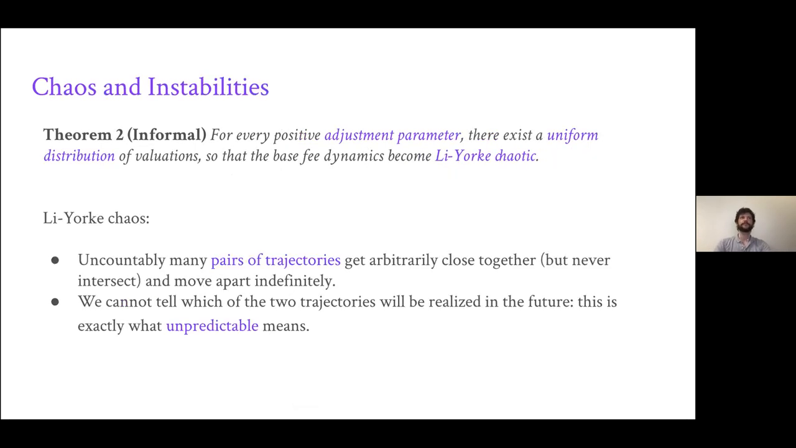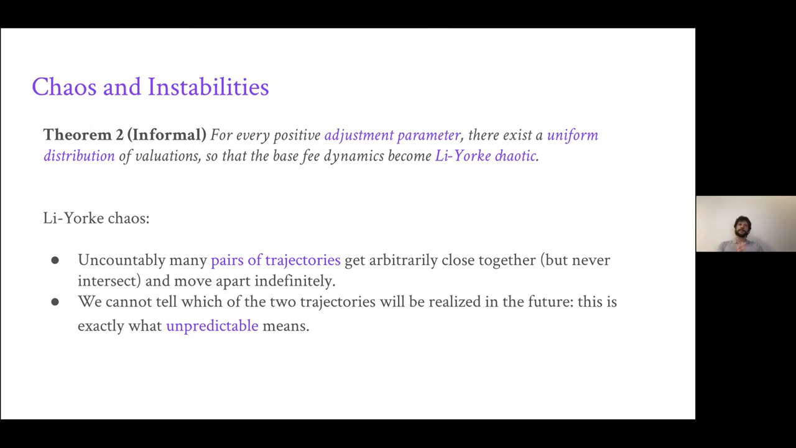Then what? Here's in some sense a general negative result that we show: not only for the chosen parameter, the 0.125, but for any positive adjustment parameter, I can construct a distribution of valuations. It's not even crazy, just a uniform distribution, such that the resulting dynamics become chaotic in a formal sense, in something that's known as Li-Yorke chaos. Now I will give in the next definition the full formal glory of what Li-Yorke chaos means. But here's what it means at the first order of approximation.